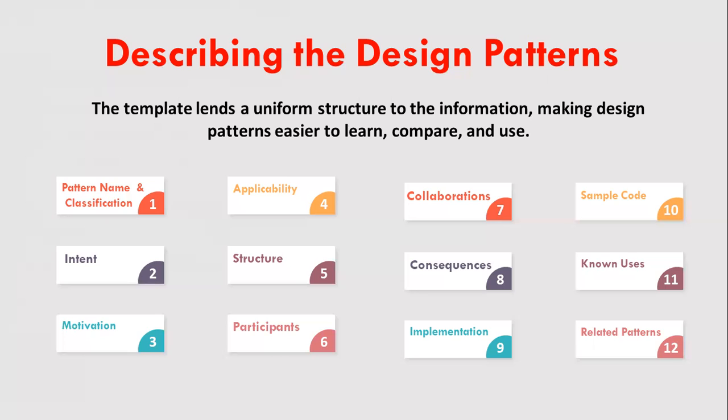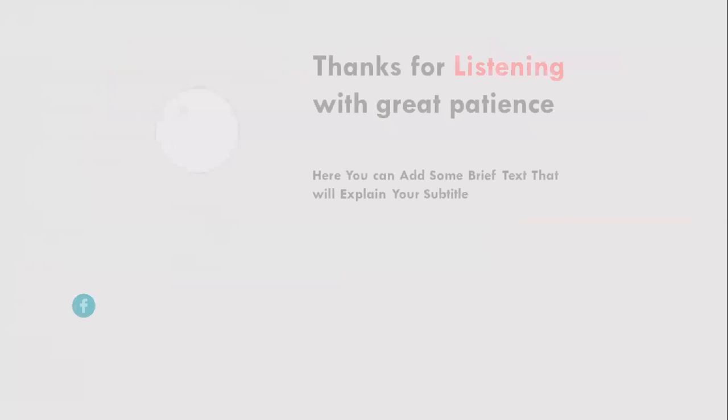So these are the different sections of the template that lend a uniform structure to the information, making design patterns easier to learn, compare, and use. These are the 12 different sections we need to understand when we are describing a design pattern. That's all for now.